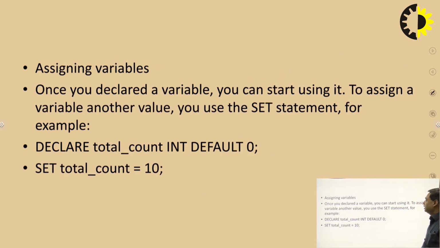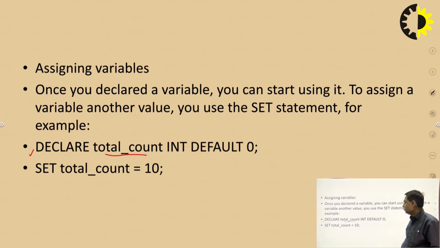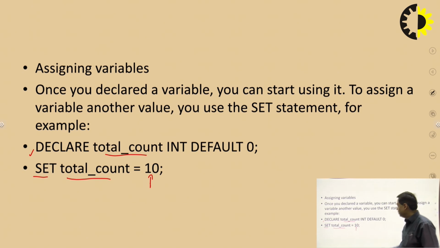Next, we can assign values to variables. After declaring a variable, here the variable created is total count, we can assign a value. Whenever we assign a value to a variable, we must use the keyword set, the name of the variable, and give the value. So the value 10 will be assigned to the variable total count.